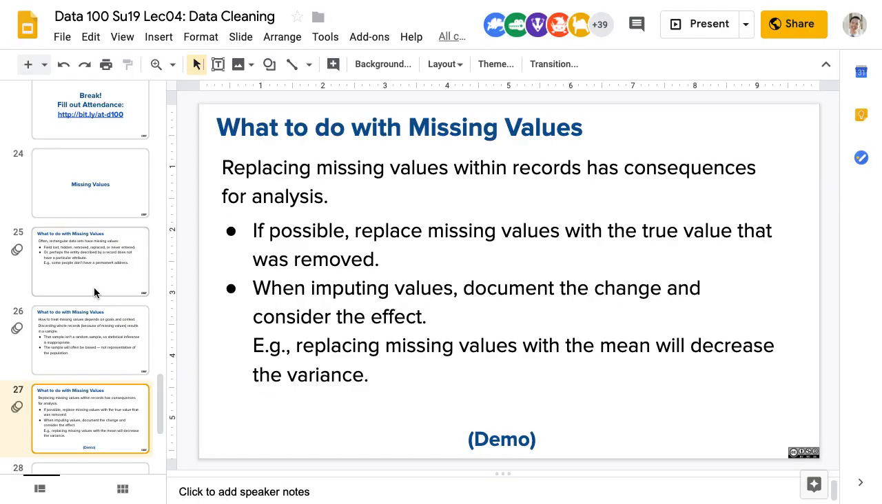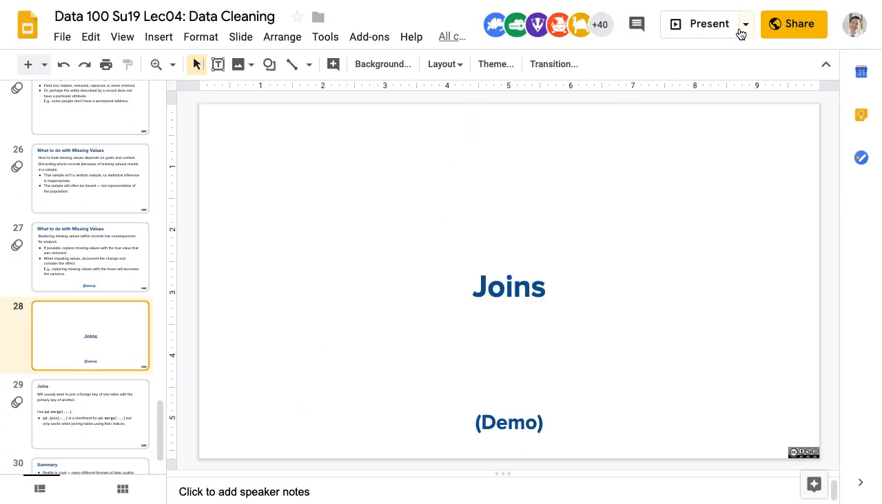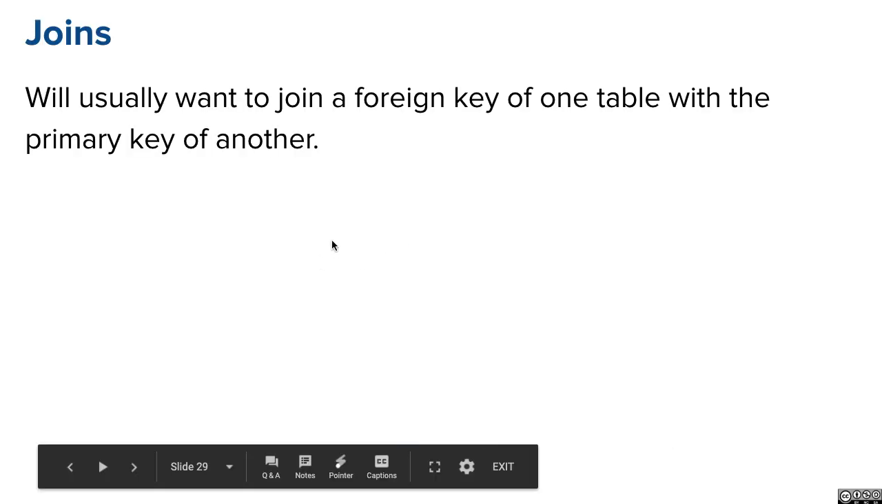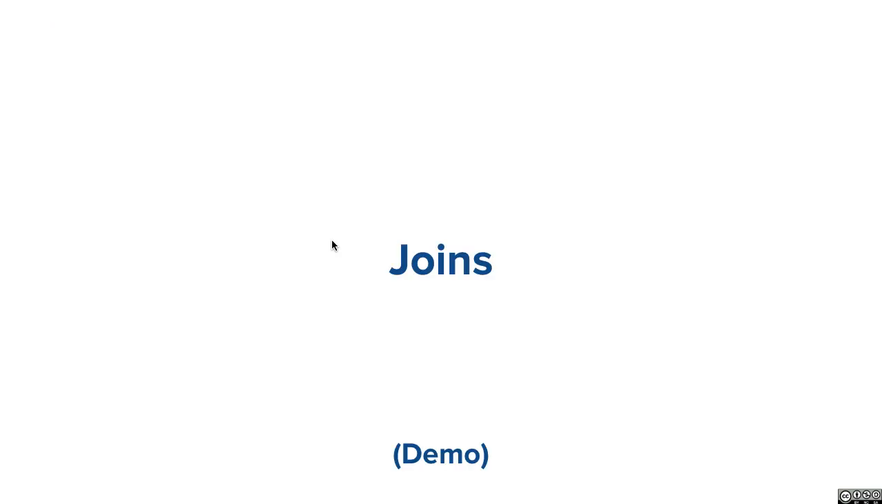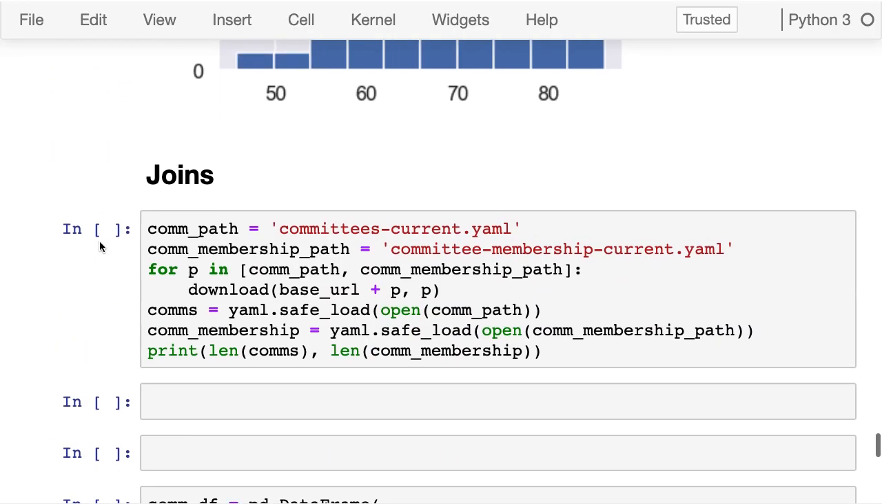Let's talk about joins. Okay. Now, I mentioned before that in data tables, we often have primary keys, and sometimes we'll have foreign keys. When we have foreign keys, we can do what's called a table join, where we take two tables and join them together horizontally to get more information contained within each row. Okay. So in this case, I skipped a slide. I think there's a demo here. There is a demo. All right, let's go to my demo.